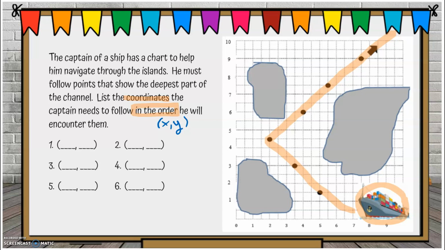So before we start solving for all of those points, 1 through 6, I have to remember that my x coordinate is horizontal from the 0 all the way across from there. That's going to be my x-axis. And then my y-axis is going to start back from that 0, but it's going to go vertical straight up all the way to the 10. That is my y-axis.